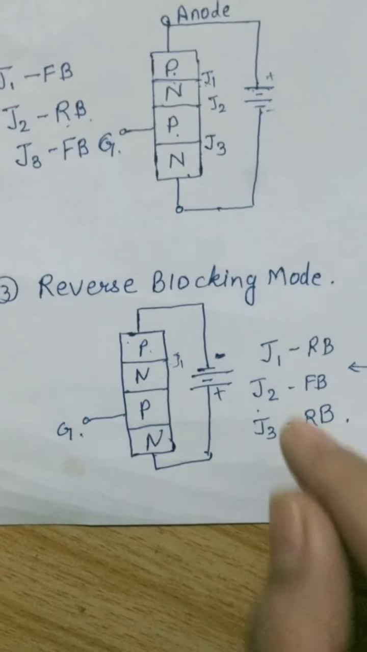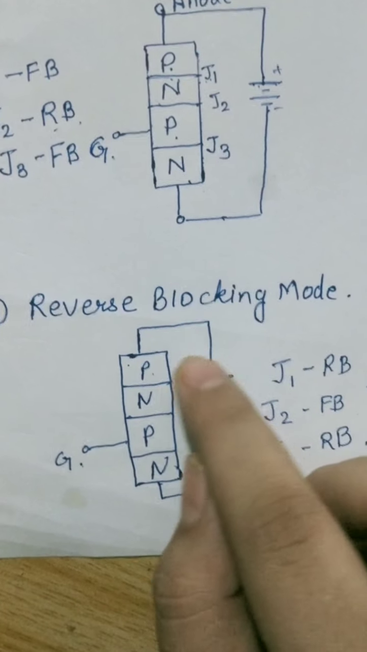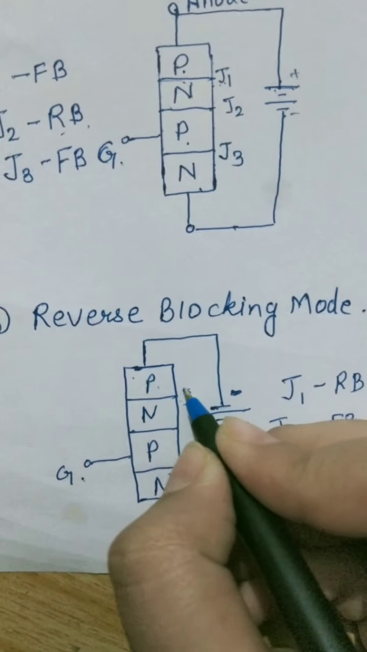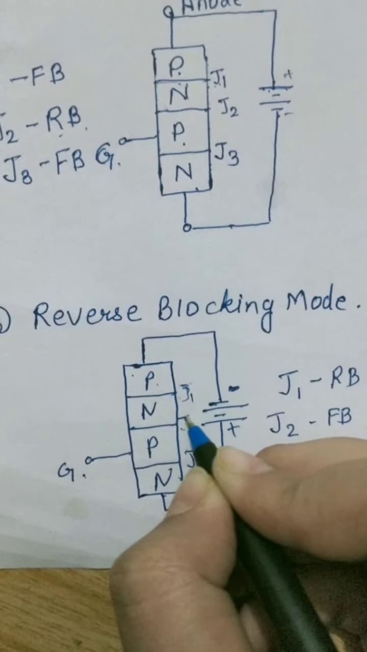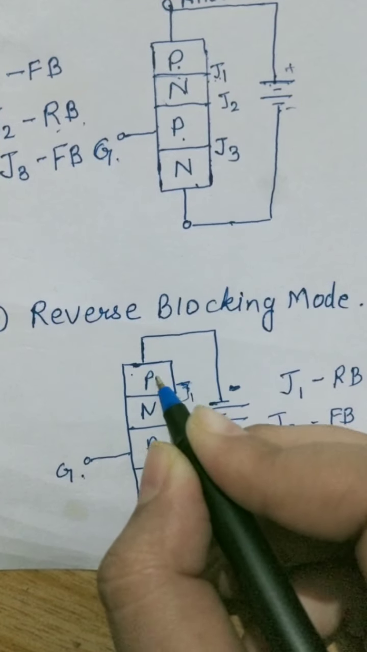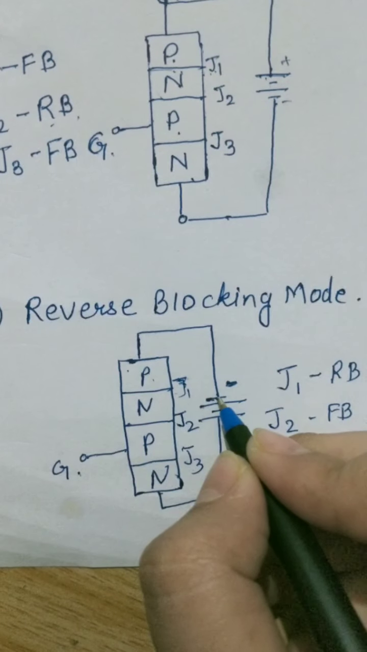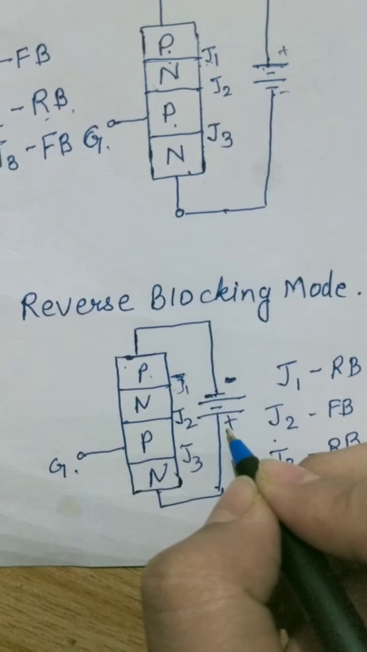Now the reverse blocking mode. In the reverse blocking mode, what happens? We connect the negative terminal to the P region and the positive terminal to the N region. Likewise, there are three junctions, J1, J2 and J3. J1 is in reverse bias because the P region is connected to the negative terminal, while the N region is connected to the positive terminal.